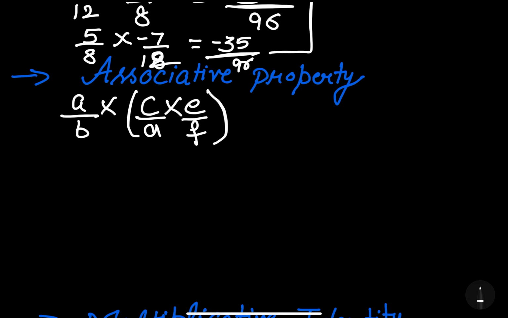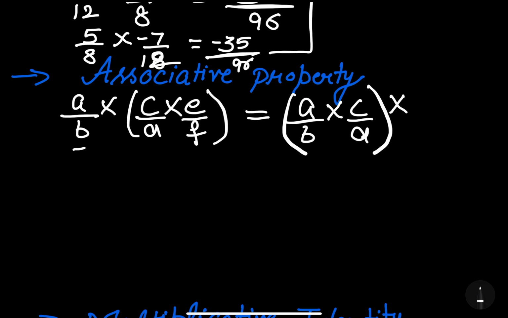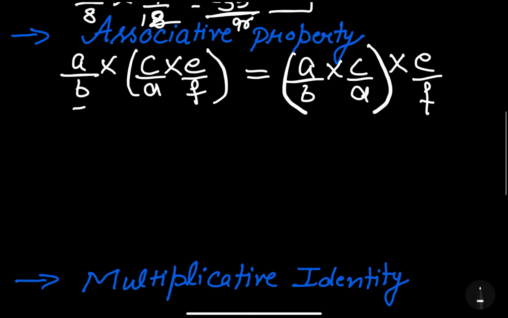Okay, first we will solve always bracket. First we will simplify the bracket and the result we multiply with this a by b. So it will always be equal to a by b into (c by d into e by f). Now I will show you with an example. We will verify this property.